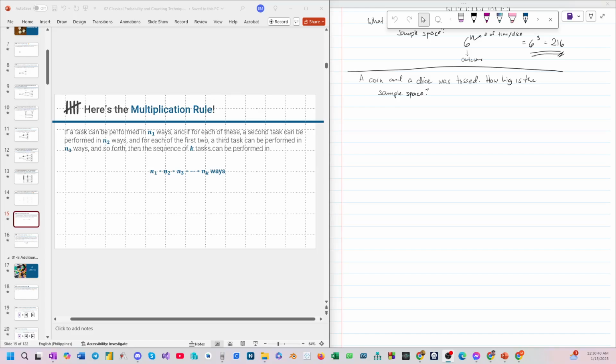So we have a coin. Simultaneously siya sinagis. We have a coin, which is what? How many possible outcomes when we toss a coin? We have two possible outcomes. Now, we have a dice.